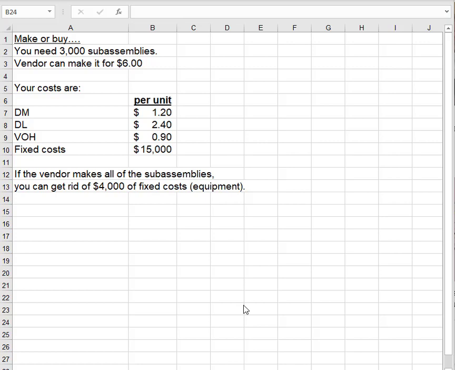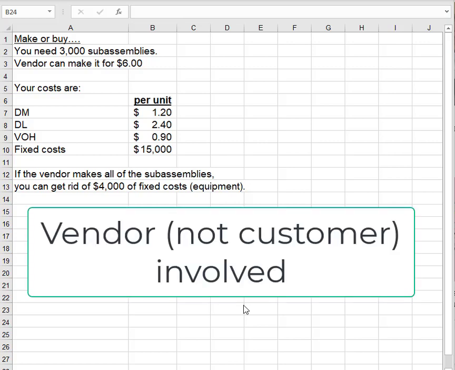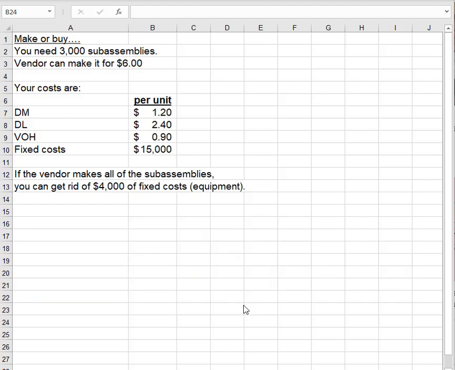Hi everybody, I wanted to walk you through the strategy when you have a make or buy problem. How do you know if you have a make or buy problem? There's a vendor involved, and the vendor is offering to do something for a price.